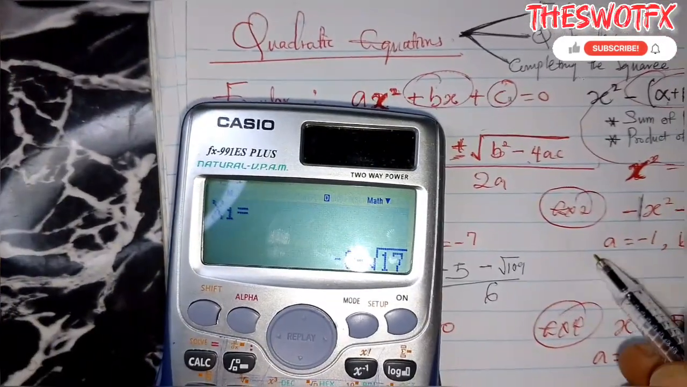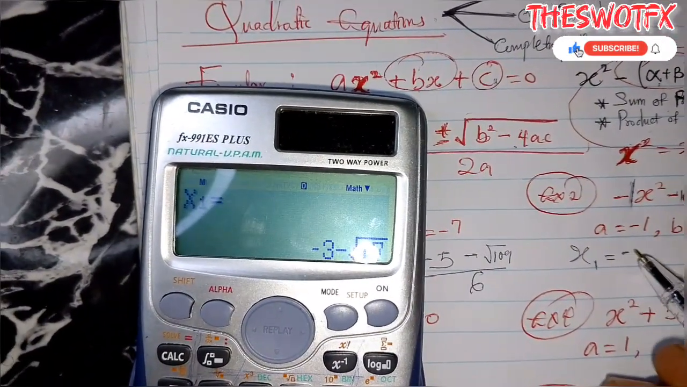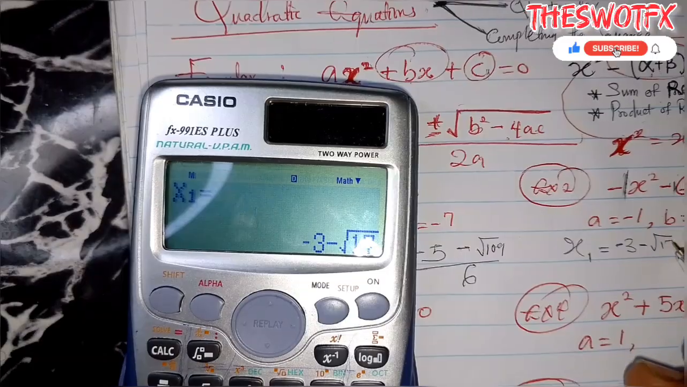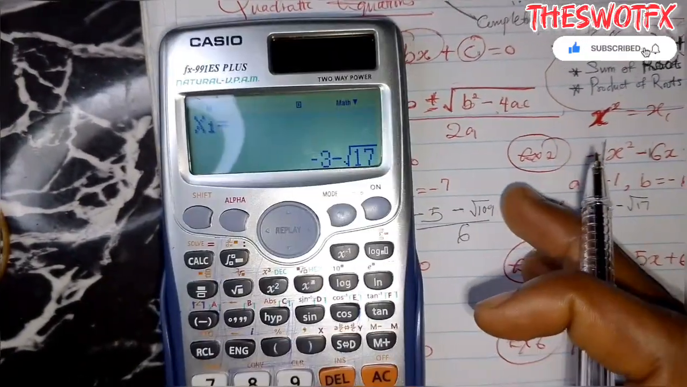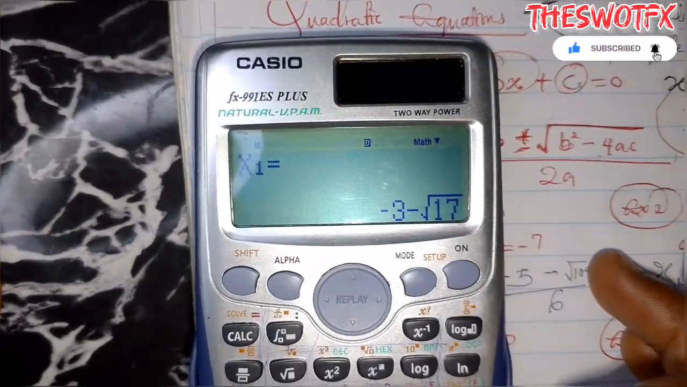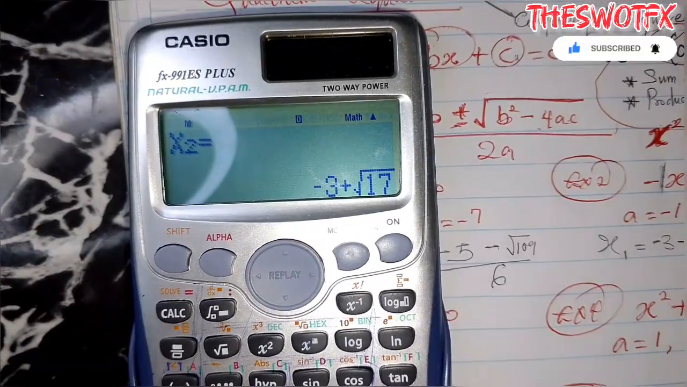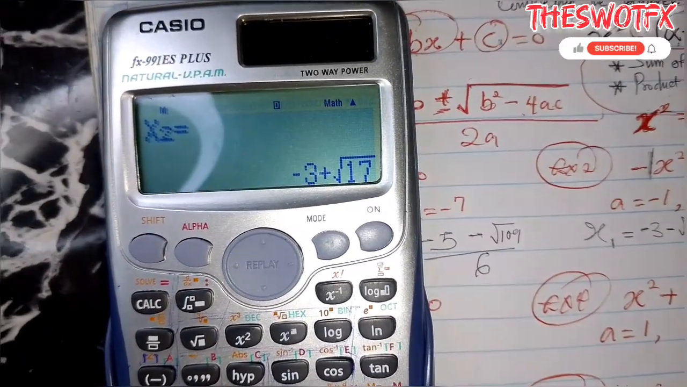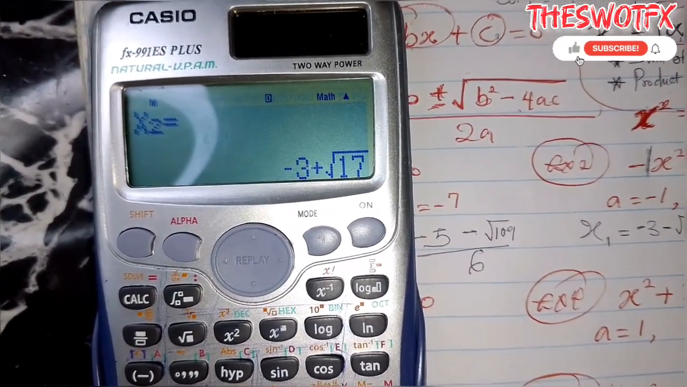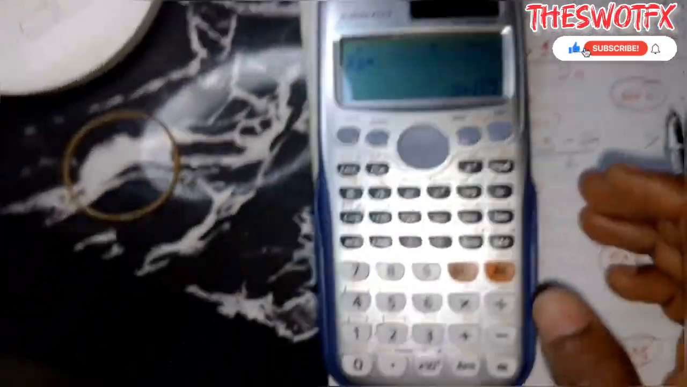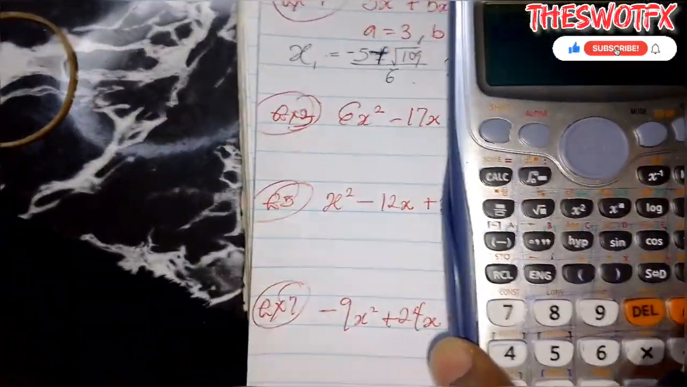Now our x1 for this is -3 minus √17. Press the equal to button again on your calculator. So you have x2 to now be -3 plus √17. All right, let's be fast. Let's do the same thing for question 3 here.